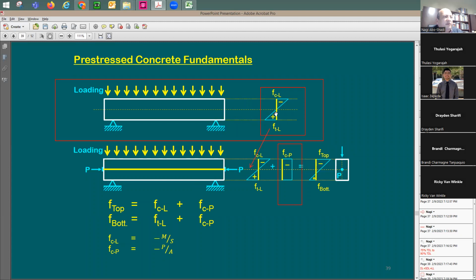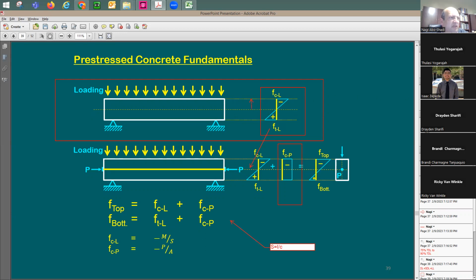Now, the loading here, this FCL and FTL, compression and tension due to loading, is going to be just equal to the moment applied here divided by the section modulus. This section modulus, everybody knows the equation for it: S equals I divided by C, and C in this case is going to be 1/2 of the height, which means from here to there. It's going to be C.